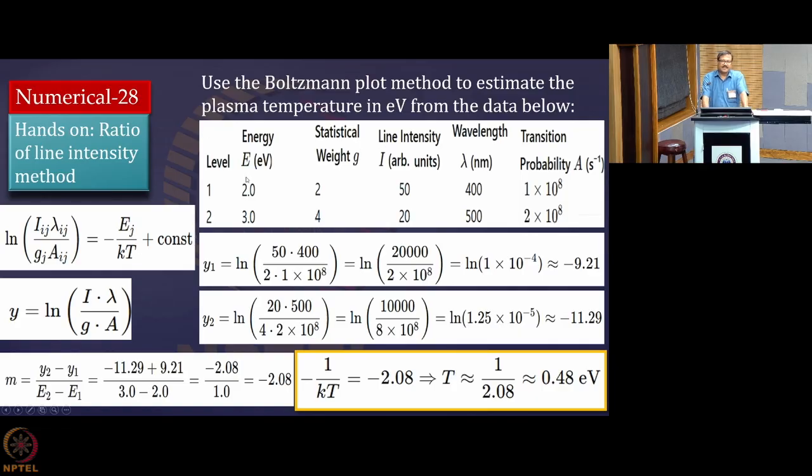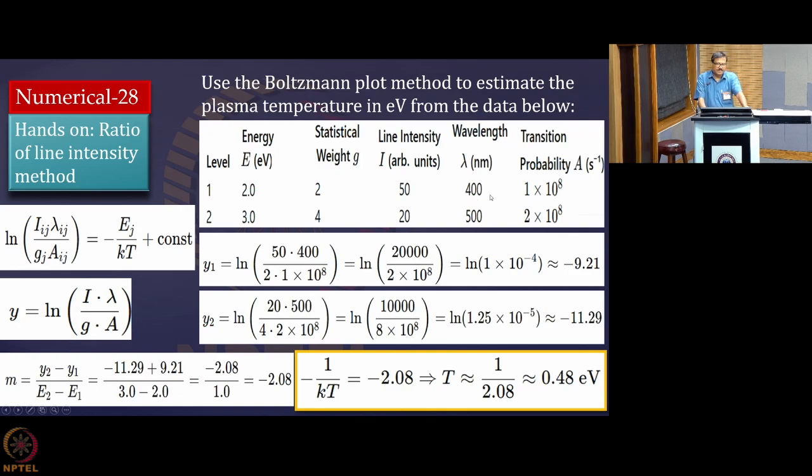Now the data that has been given: there are two levels, one with energy 2.0 and the other level 2 with 3.0 electron volt. The statistical weights of these two levels are given. Intensity is in arbitrary units, because the fiber that you are using may have different absorption, so you cannot specify an absolute unit for the intensity. But if you are using the same setup, the loss factor is always the same for all the fibers, and you can always rely on the values, although they may be in arbitrary units.